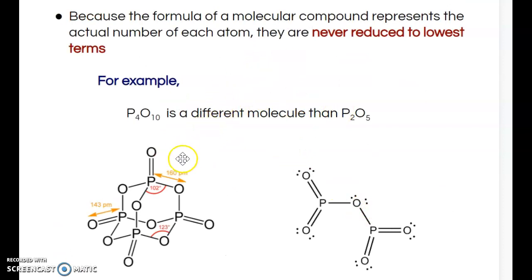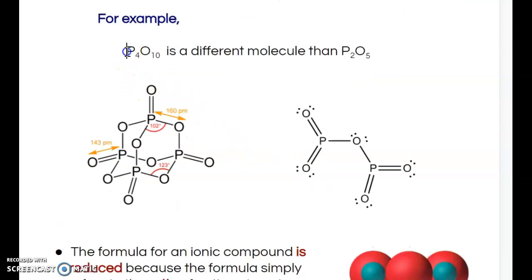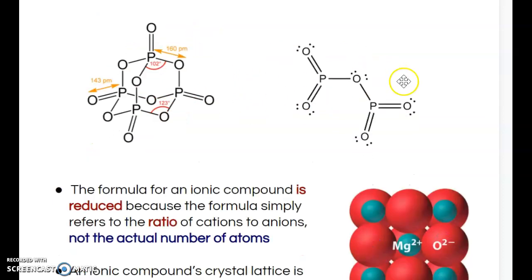Whereas with a molecular compound, you cannot do that. You do not put it into its lowest terms. It is what it is. P4O10 is a lot different than, again, P2O5, even though the 4 has been reduced to 2 and the 10 has been reduced to 5 by dividing both by 2.